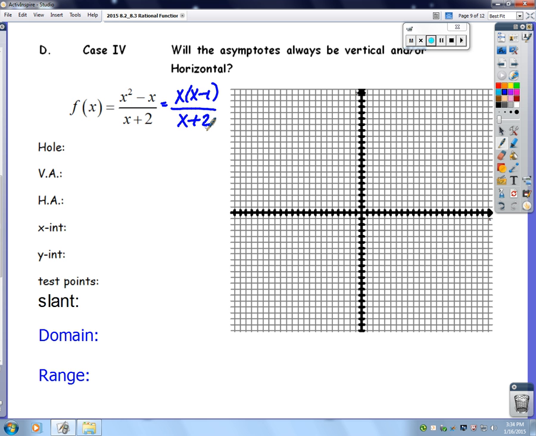The answer should be no, because there's no common factor, so we don't have a hole. All right, vertical asymptote. It's the zero of the denominator. So that gives me x equals -2. So let's graph that. X equals -2.